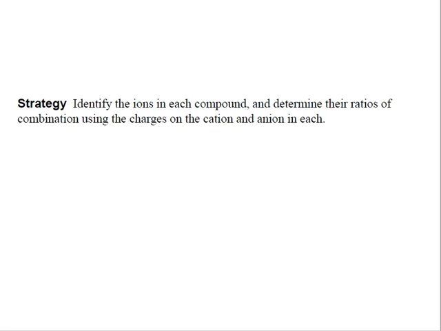So again, the strategy: identify the ions in each compound. Figure out how many you'll need of each so that you'll have a neutral charge. You want to figure out what's the plus charge and what's the minus charge of our compound. Use subscripts to use more than one of that element.